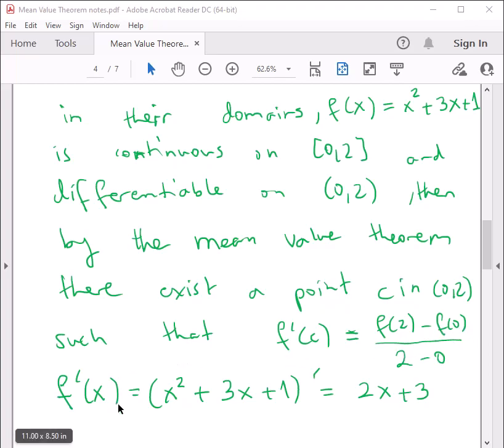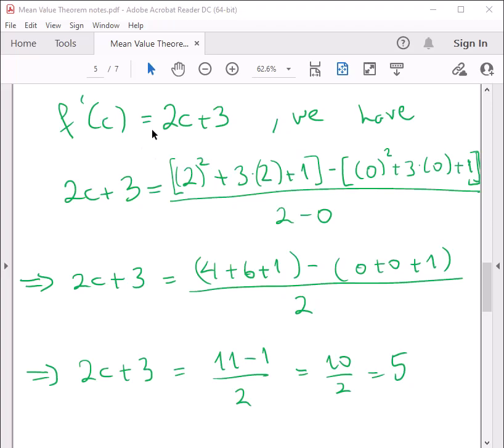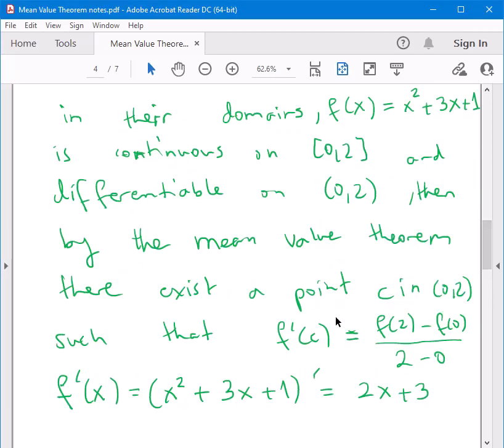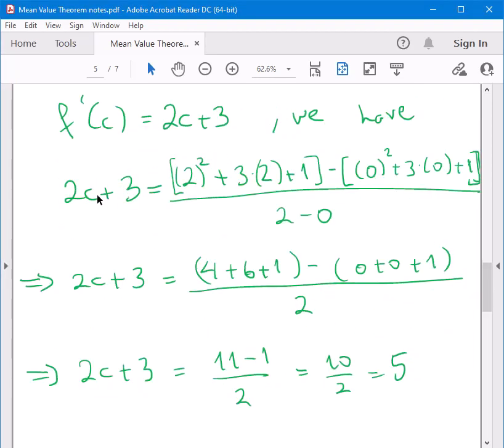So what is f prime first? It's the derivative of x squared plus 3x plus 1, which is 2x plus 3. Now, if we plug c in this derivative, it's going to be 2c plus 3. And this must be equal to the slope of the line connecting the endpoints.